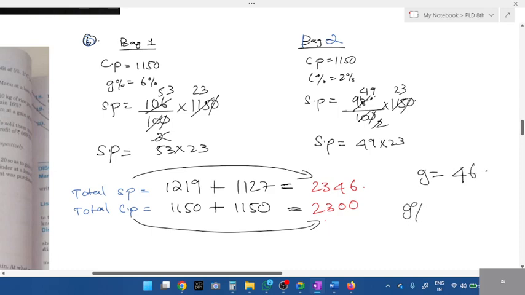So gain is equals to how much? 46. Find gain percent. 46 divided by 2300 into 100. Two zeros gets cancelled. 23 goes two times. Gain percent is equals to how much? 2%.